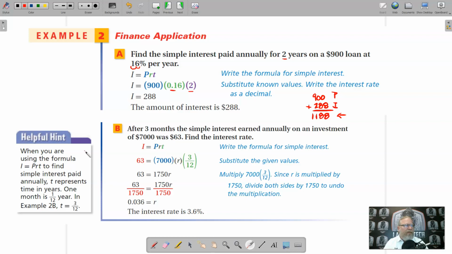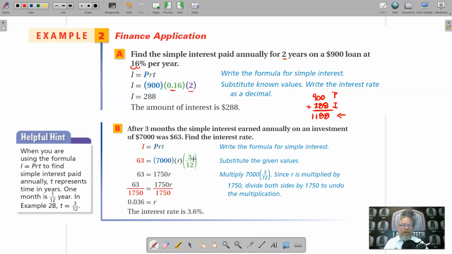And then for time, just like we saw in our helpful hint over here, time is going to be 3/12 because this is annual interest. There are 12 months in a year, and the question says after 3 months. So it's going to be 3 months out of the 12 months of the year. So we'll write that as 3/12. So we end up with, well, here's the answer here. Let's go ahead and go through a little bit of the math.